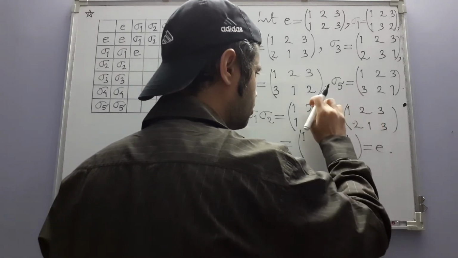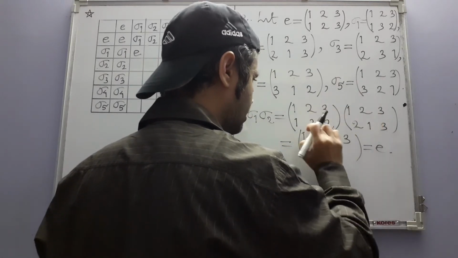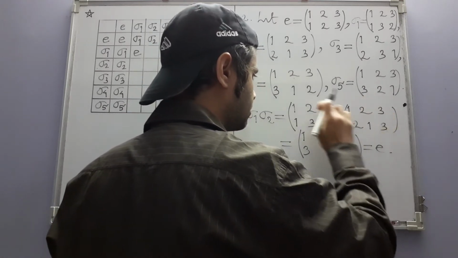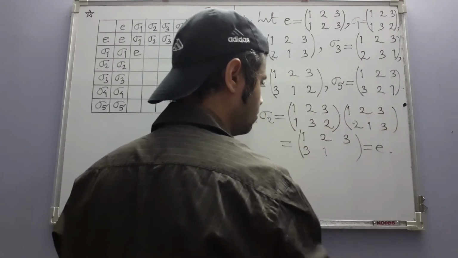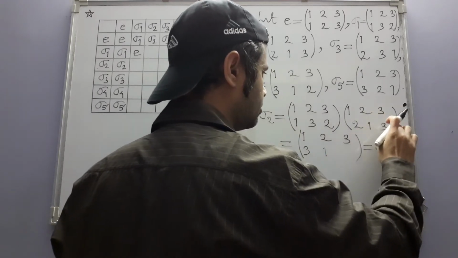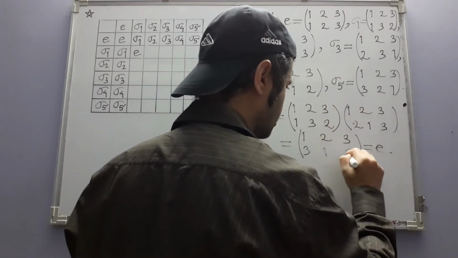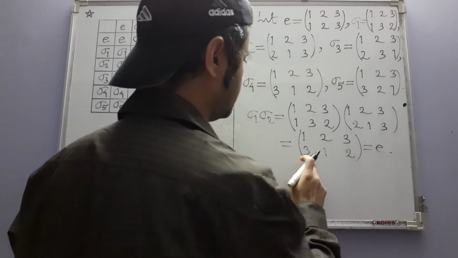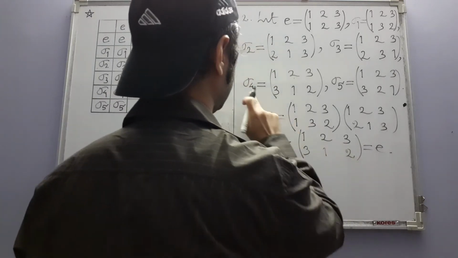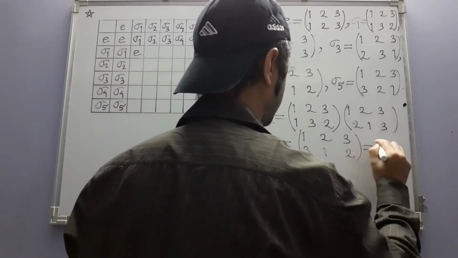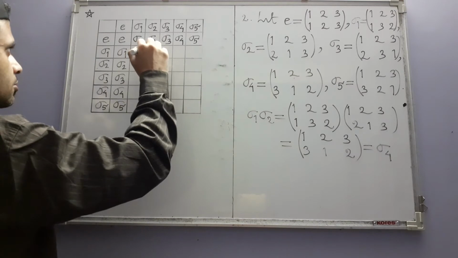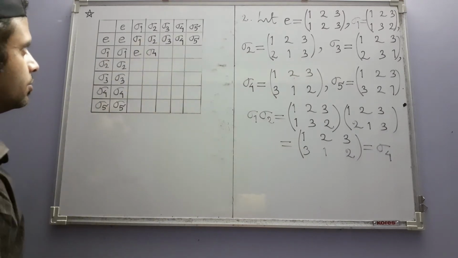1 to 2, 2 to 3. So 1 to 3. 2 to 1, 1 to 1. So 2 to 1. 3 to 3, 3 to 2. So 3 to 2. Which one is this? 3, 1, 2. Sigma 4. So this is sigma 4.